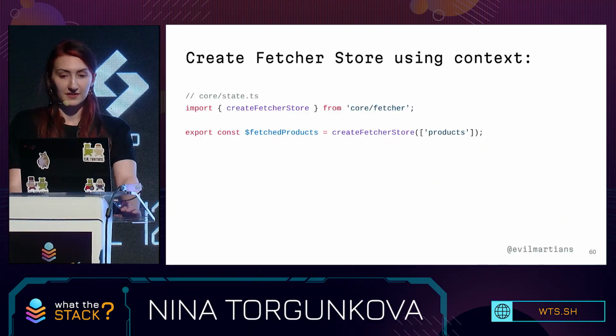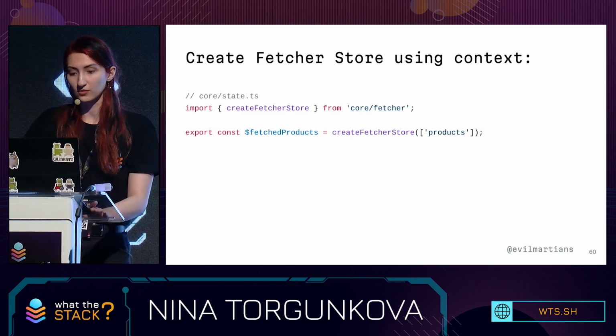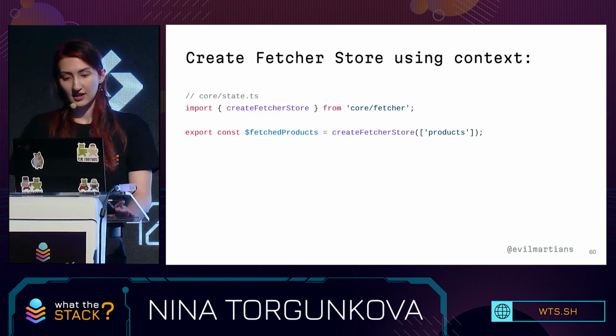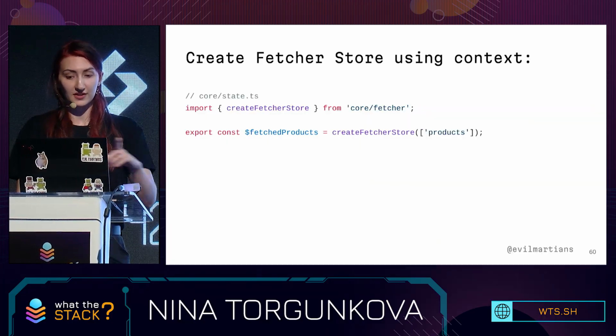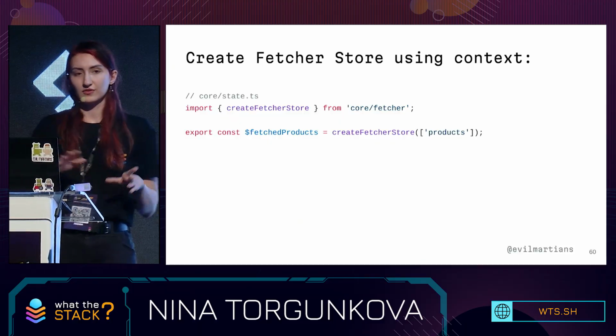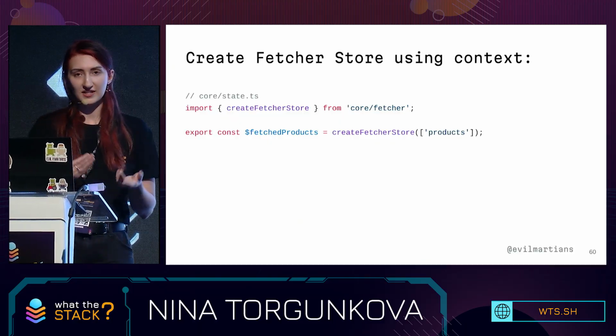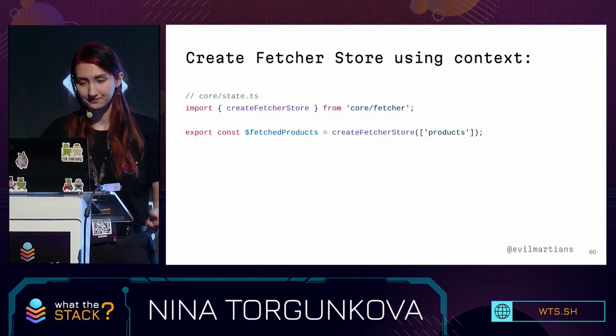Then we create a fetcher store using the context that we just have created. It's called fetched products. And this fetcher store is reactively connected with all stores or keys that we list in the first argument. In our case, our store doesn't depend on any other store, so we can just pass a string here.